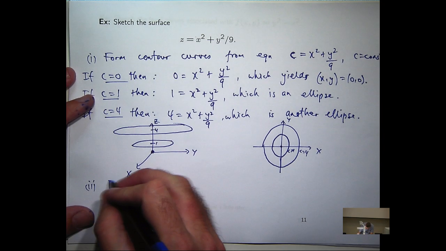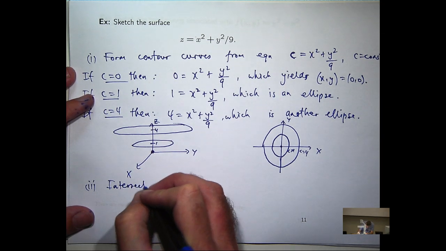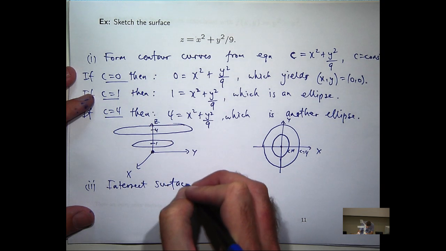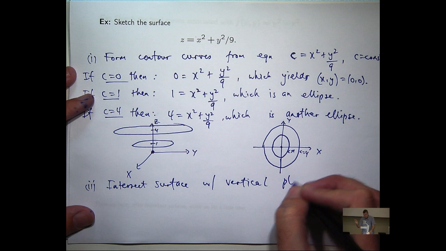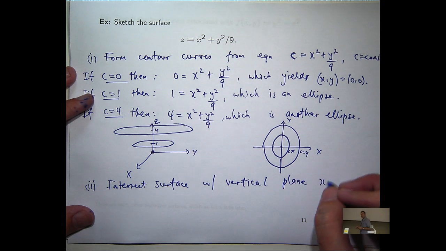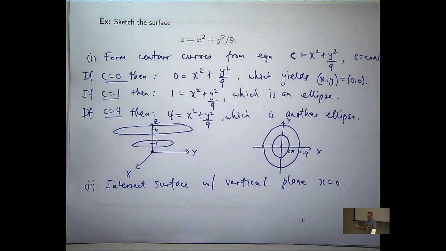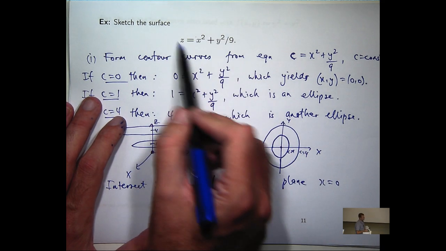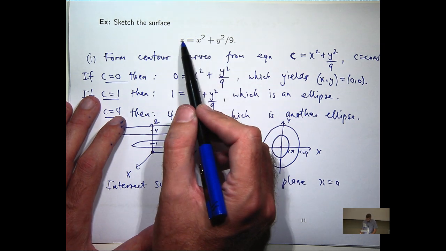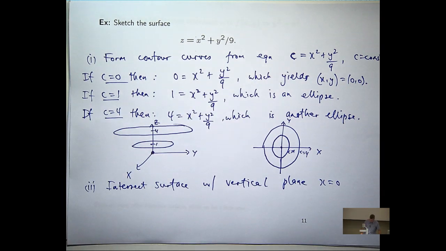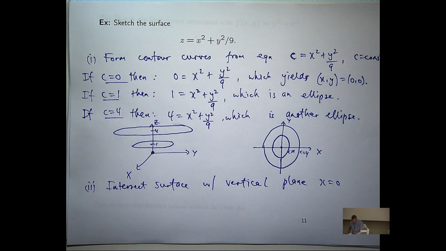So intersect the surface with a vertical plane. Now I'm just going to choose something like x equals 0, because again, it's quite simple. So what I do is I go up here and I let x equal 0. So I'm going to get z equal y squared on 9. So what kind of curve is that? z equals y squared on 9. It's a parabola, right?